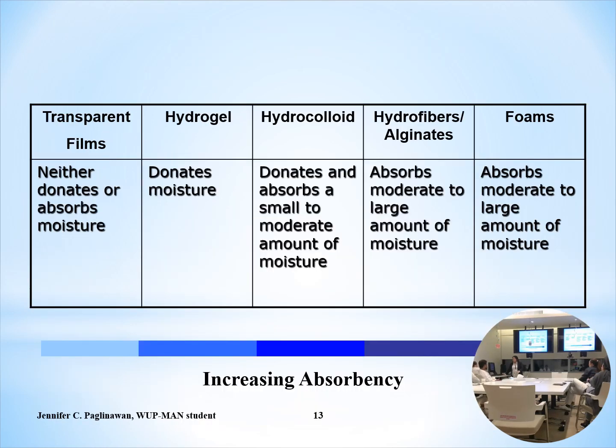Did you see this arrow? This is the absorbency of the dressing. So did you see it increases? If there are a lot of exudates, we're using the foam. If it's only less or it's dry, we're using the transparent film. Neither absorbs moisture, so transparent film. So we have Tegaderm, right? And then hydrogel and hydrocolloid donate or absorb a small to moderate amount of moisture. Alginate is for the moderate to large amount of moisture.